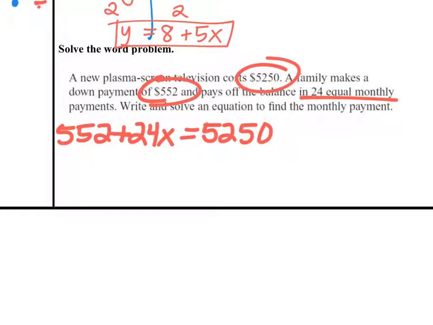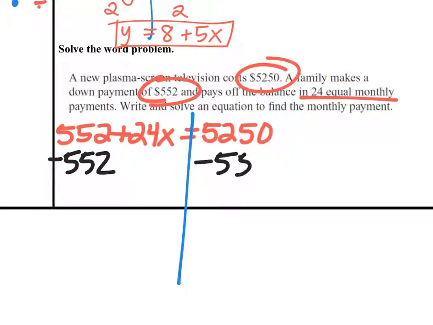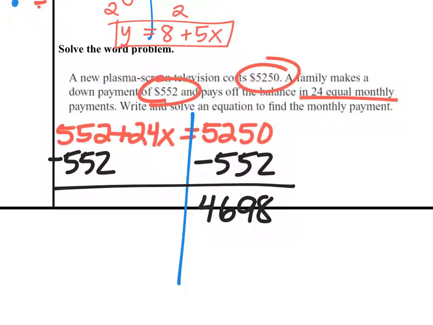Now we're going to solve this equation to find the monthly payment. So I will draw my balancing line, subtract 552. That would give me 4,698. I still have my equal sign.